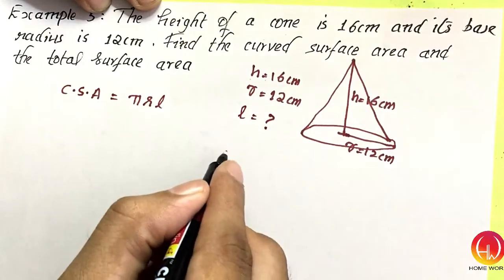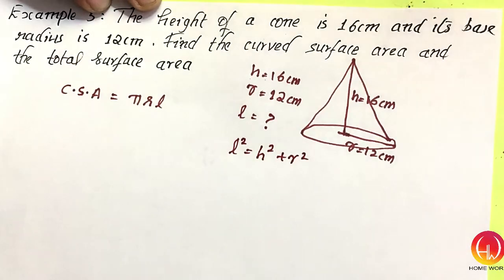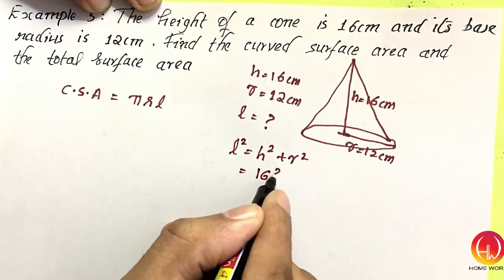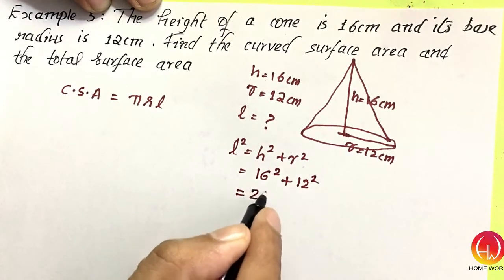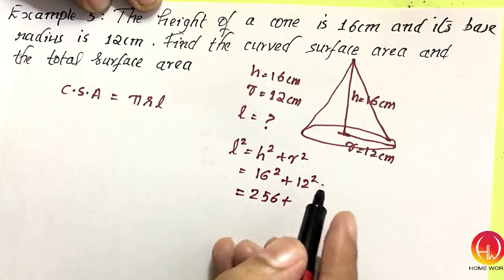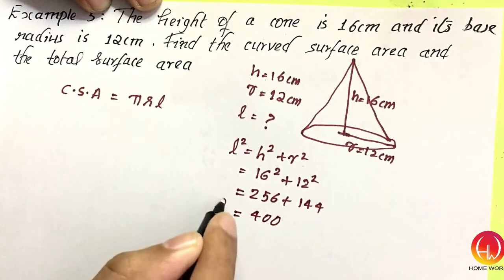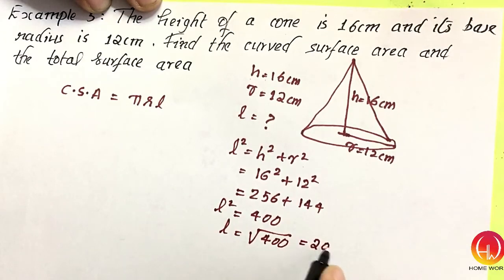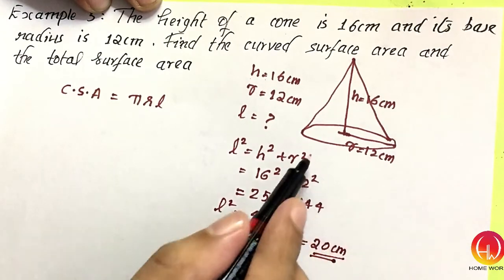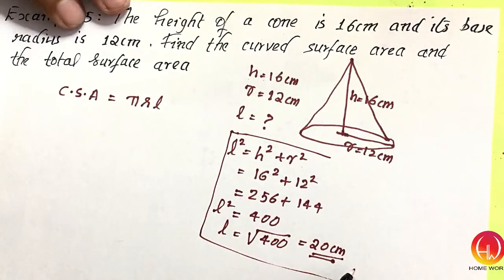We already discussed an equation. L square equals h square plus r square. What is h here? 16. So 16 square plus 12 square. 16 square equals 16 into 16 equals 256, and r square, 12 into 12, equals 144. So 256 plus 144 equals 400. L square equals 400 means L equals root 400. So the value of L equals 20 centimeter. This type of question we discussed in 7th standard. So L equals 20 centimeter.